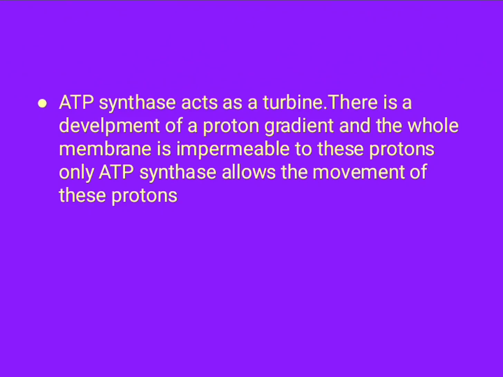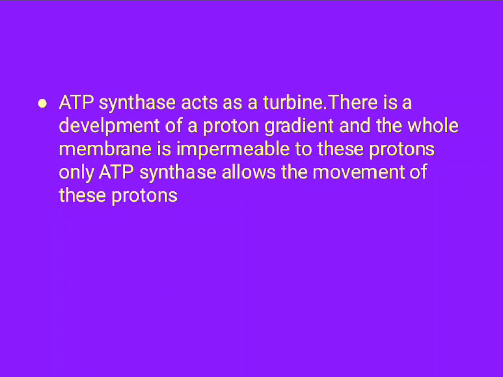Today the topic of our discussion is the chemiosmotic hypothesis. As we have seen in the previous lecture, there are 4 complexes of the electron transport chain and the fifth one is the ATP synthase. Basically, this ATP synthase is responsible for the transfer of hydrogen ions from outside the membrane to inside the mitochondrial matrix, and this process is known as the chemiosmotic hypothesis.